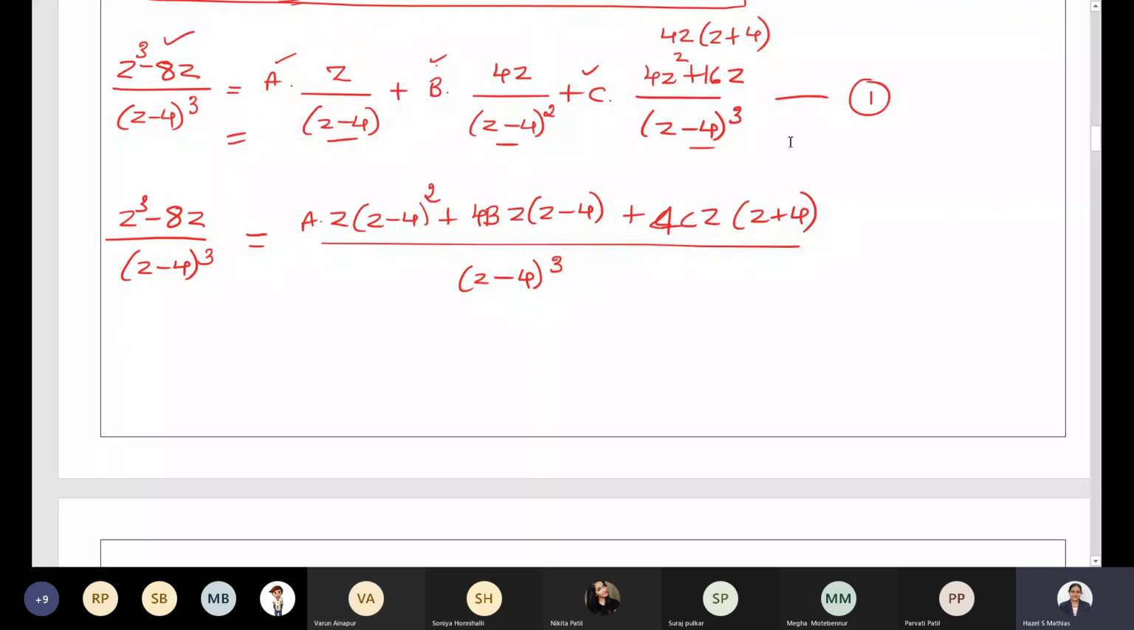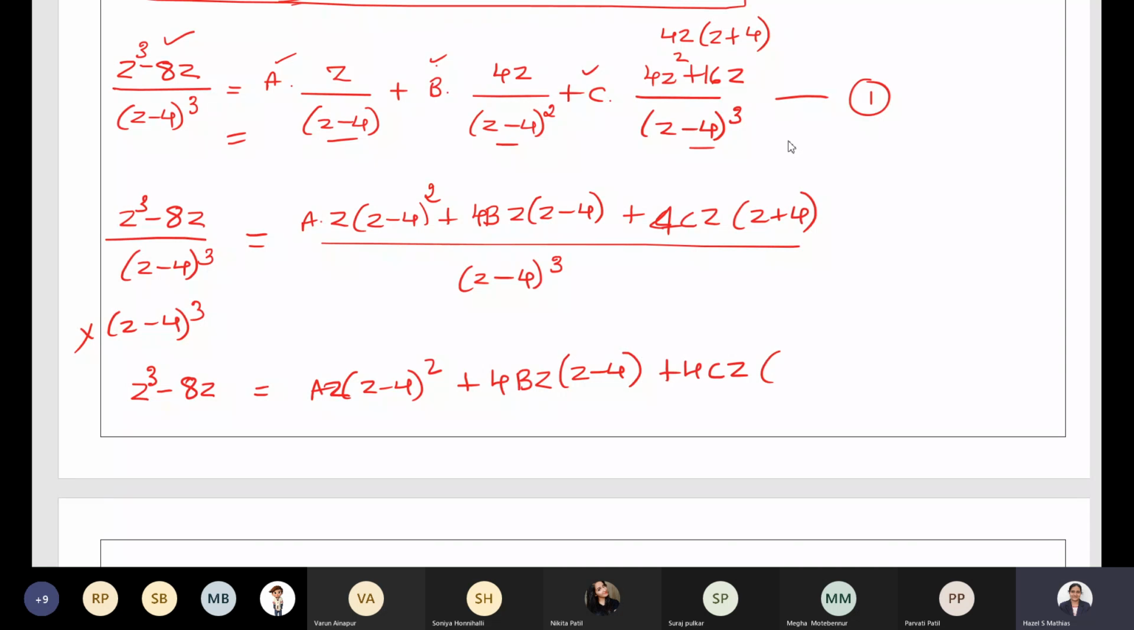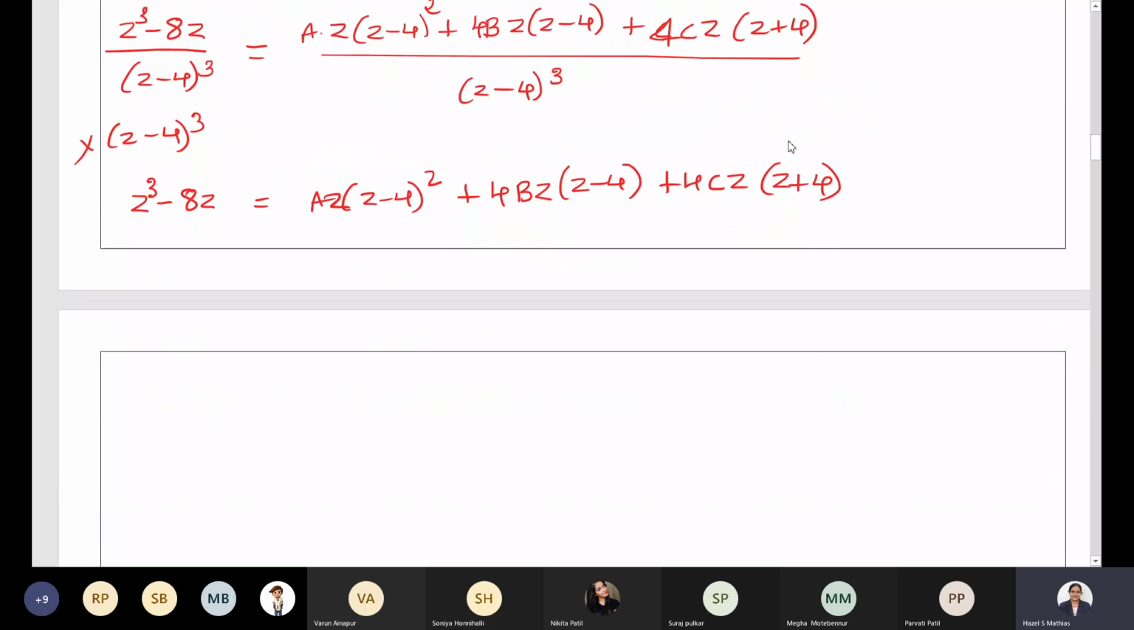Now we shall multiply the entire expression by (z minus 4) whole cube. We get z cube minus 8z, that is equal to a into (z minus 4) whole square plus 4b z into (z minus 4) plus 4cz into (z plus 4). This is after multiplying the entire expression by (z minus 4) whole cube.